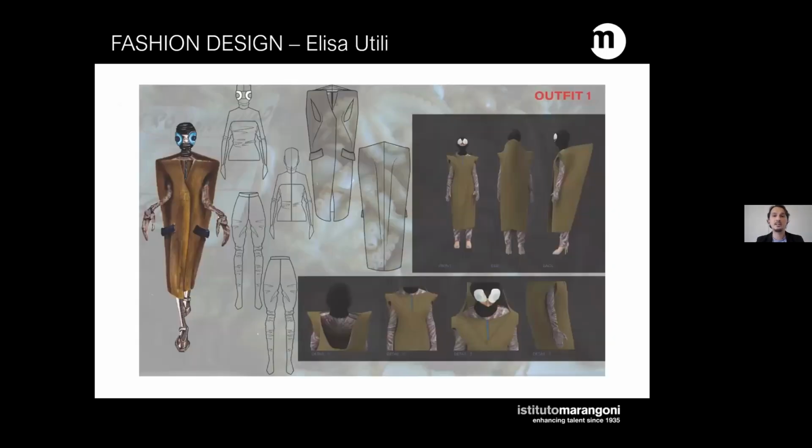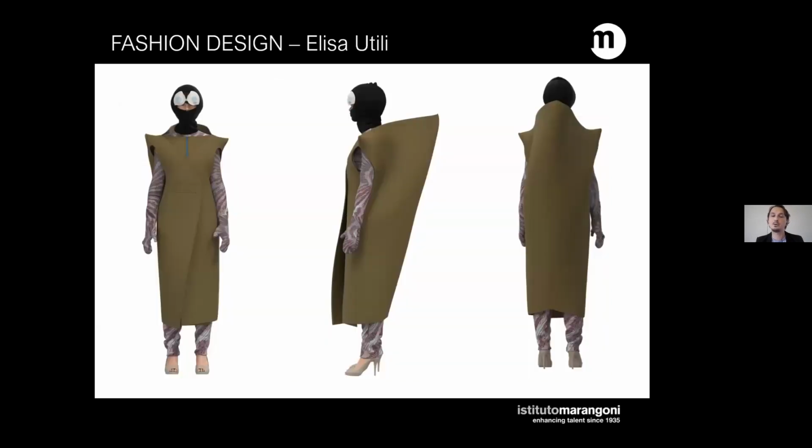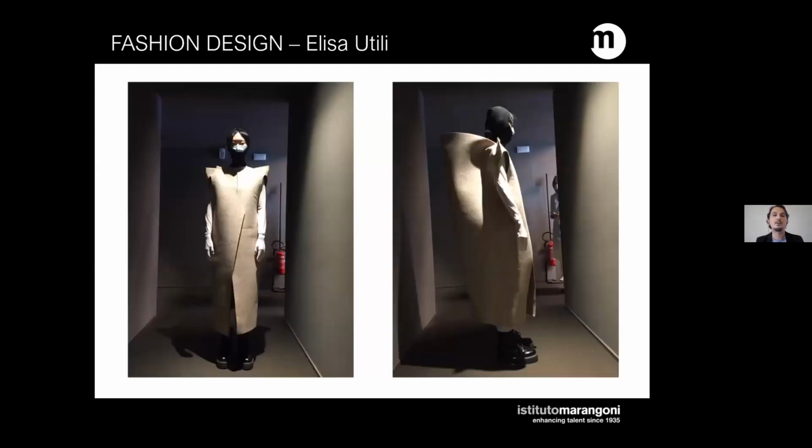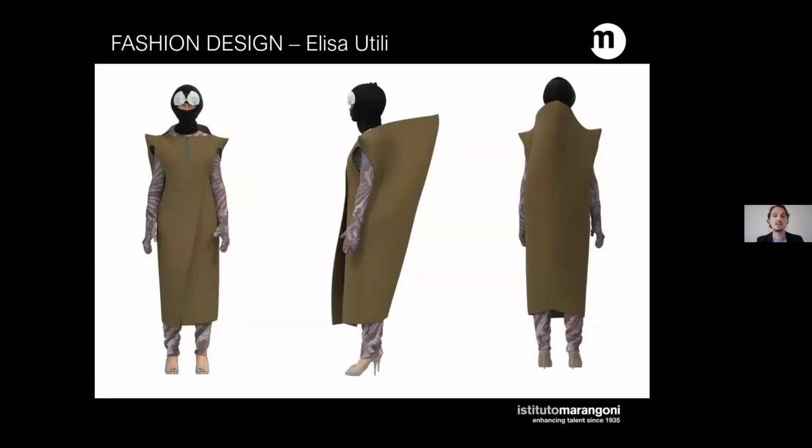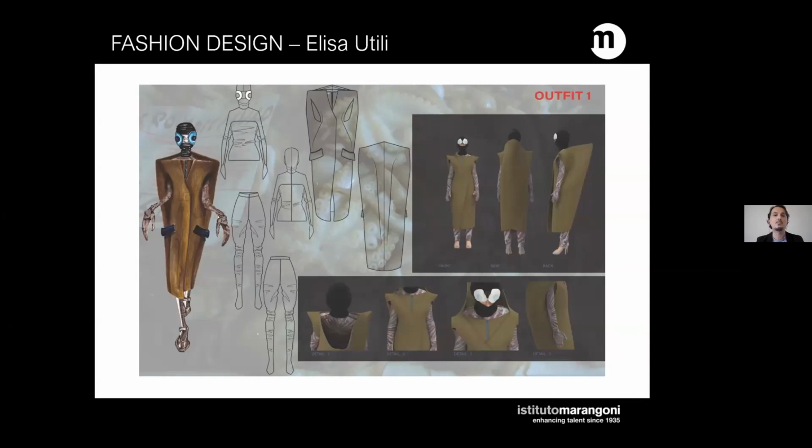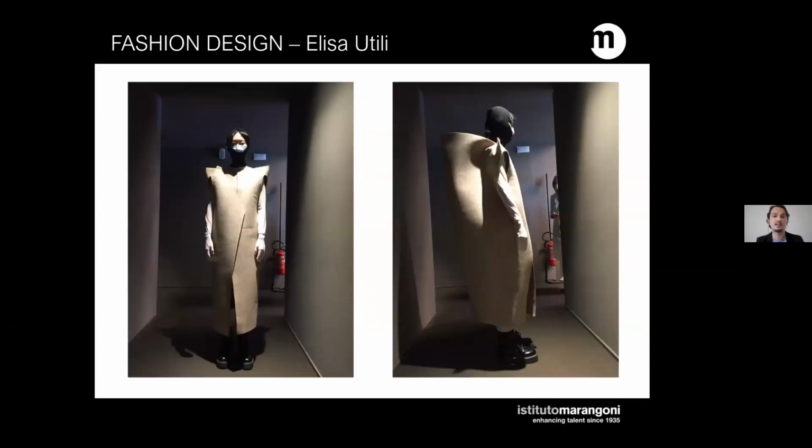Here we have Eliza Utli. She's studying womenswear in third year. Again, her illustration, technical drawing, and CLO prototype. Here you can have a better look at the CLO prototype. As you can see, besides the classical shapes, we try to experiment with new volumes and new shapes. Eliza successfully realized these new volumes also in the real fabric. As you can see, the resemblance is very high between her illustration, the CLO 3D prototype, and the final physical prototype. So we are super happy with the result.